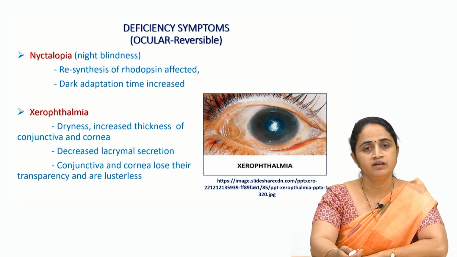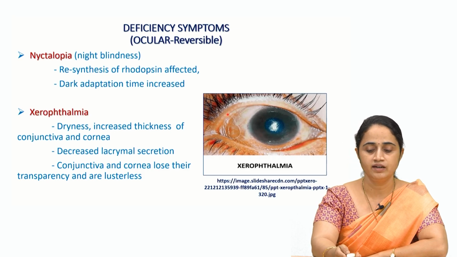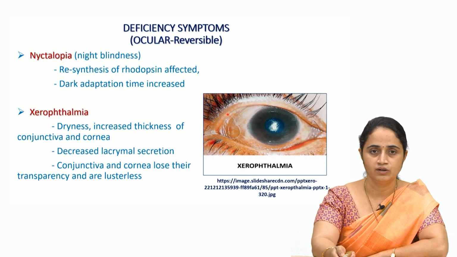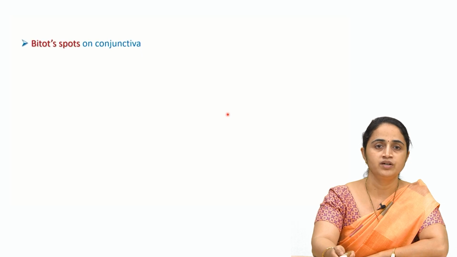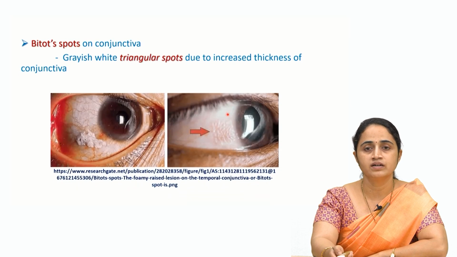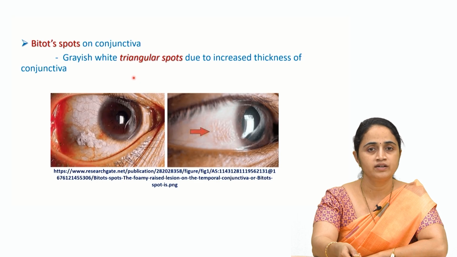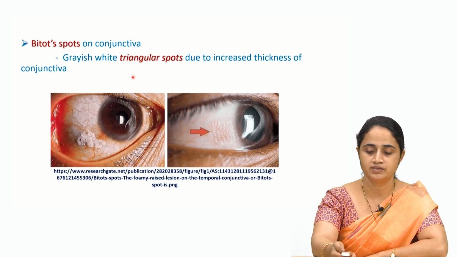So, by supplementing vitamin A in the diet, we can correct xerophthalmia as well as the nyctalopia. If nyctalopia and xerophthalmia are not treated on time, it leads to the Bitot spot. Bitot spots on the conjunctiva are greyish white triangular patches on the conjunctiva because of the thickness of the conjunctiva. So, you can see here greyish whitish triangular patches on the conjunctiva. Again, up till the formation of Bitot spot, the vitamin A deficiency can be corrected by the proper dietary supplements.